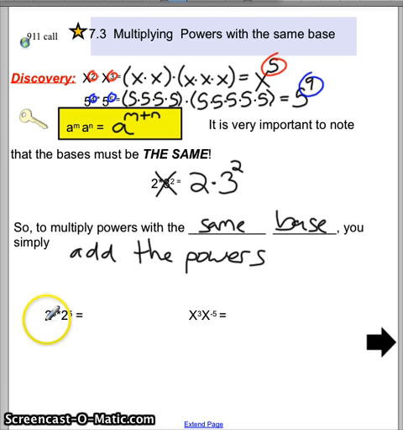Looking at our next example, 2 to the 3 times 2 to the 5. So our bases are the same. They're both 2. So all we have to do is add the powers together. 3 plus 5 gives us 8.